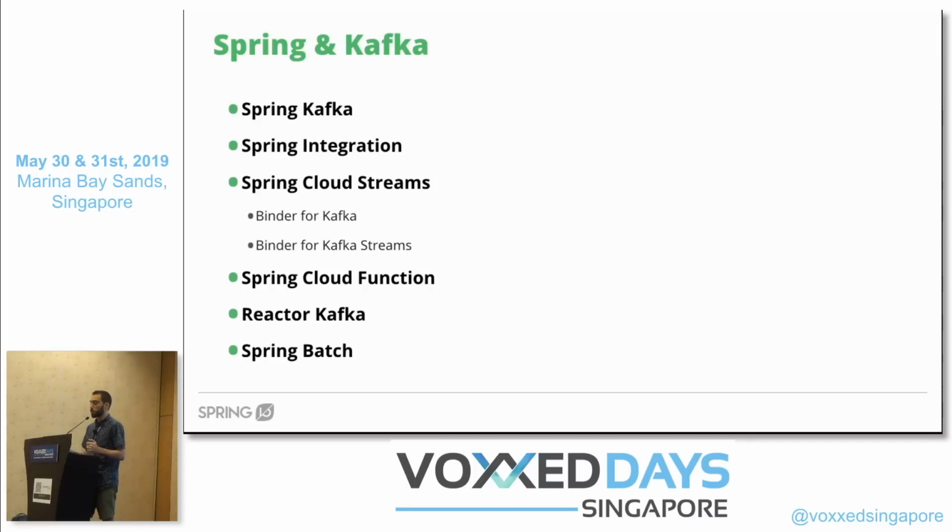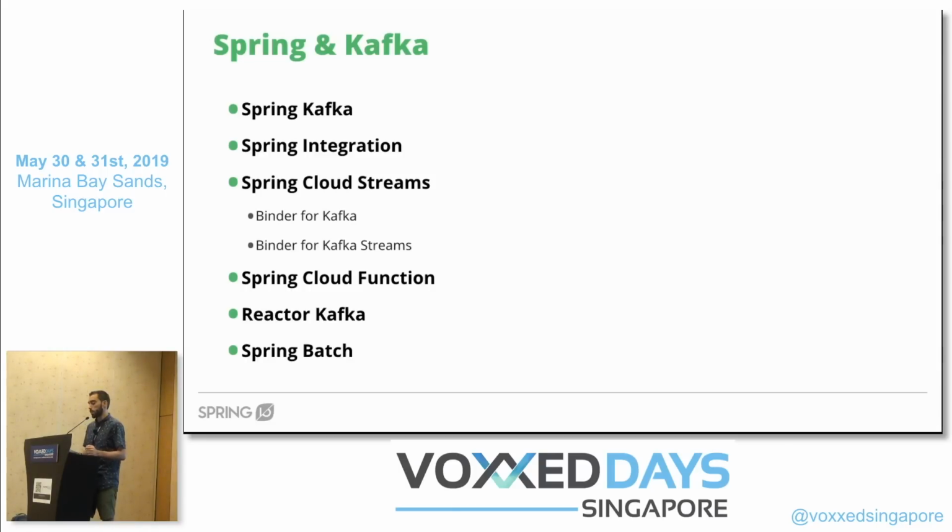Another project that has support for Kafka is Spring Cloud Stream, and we're going to spend most of our time talking about Spring Cloud Stream here to build these real-time data pipelines. So we have support again for Kafka and Kafka Streams. Then we have Spring Cloud Function, which is one of the newest projects. It's been around maybe a couple of years now, but it allows you to implement traditional Java functions and use those as processors of your streams.